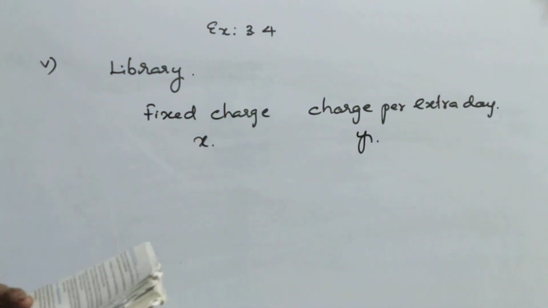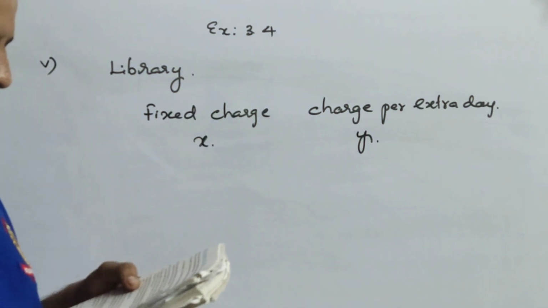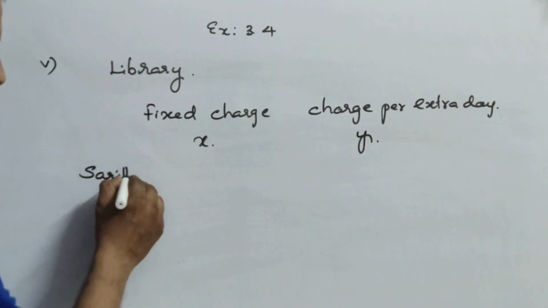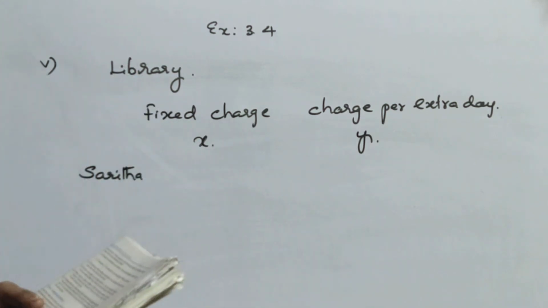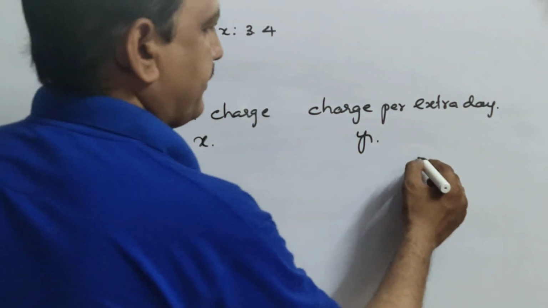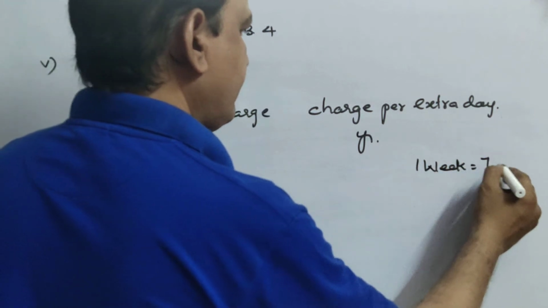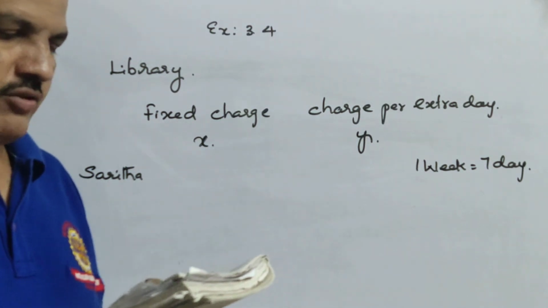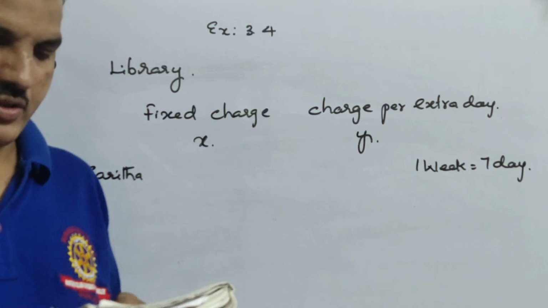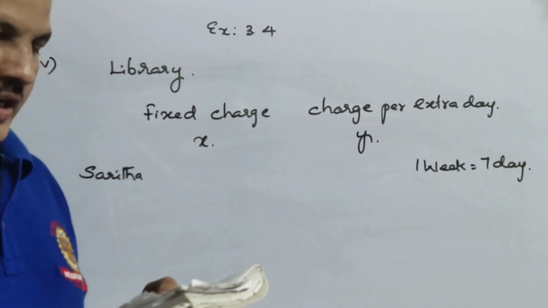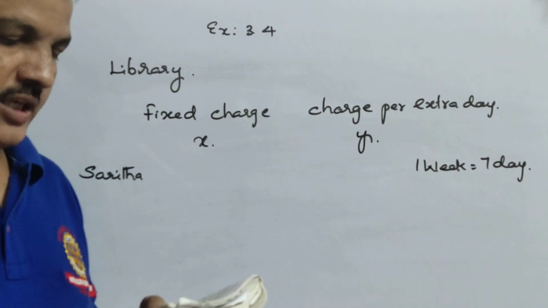Okay, next, for each day thereafter. Sarita paid a total of 27 rupees for a book kept for 7 days, that is 1 week, and 1 week has 7 days. So she paid 27 rupees for 7 days. And Susi paid 21 rupees for the book she kept for 5 days.